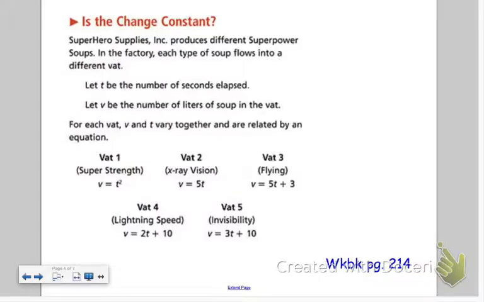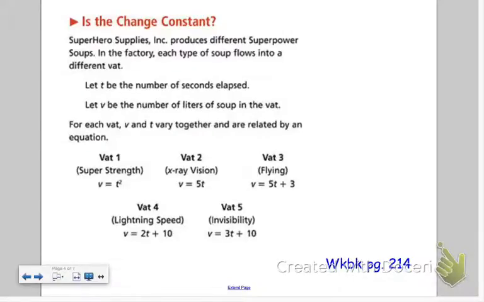Now that was an example of a constant rate, constant speed. But not all equations are going to end up being constant. Take a look at workbook page 214. Superhero Supplies Inc. produces different superpower soups. That's kind of cool. In the factory, each type of soup flows into a different vat.